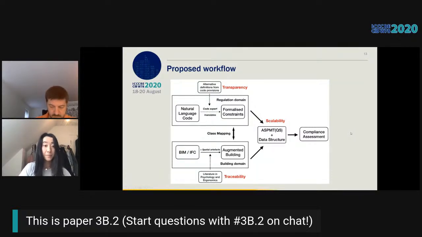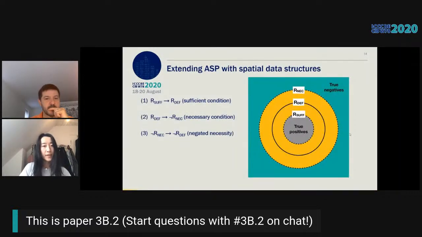So now I'm going to explain how we improved scalability of rule execution by building a data structure into ASP. Now imagine we have some target relation R that is difficult to check or difficult to compute, but some sufficient and necessary conditions to R that are less costly to evaluate. So we can use them to shortcut some superfluous evaluations, namely true negatives and true positives.